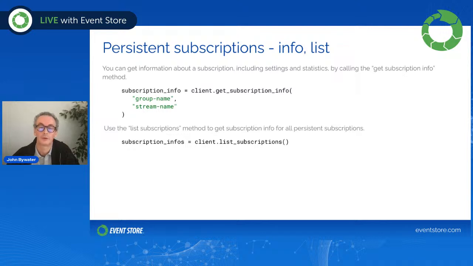In addition to all those methods, there are two more. One is get subscription info, which gives you information on the settings and statistics for a persistent subscription. And you can use the list subscriptions method to get a list of all the subscription info for all persistent subscriptions. There's a lot of details in those subscription info objects.